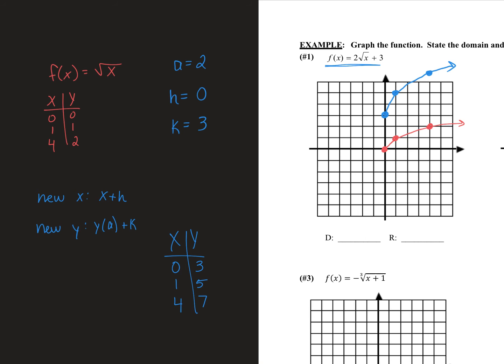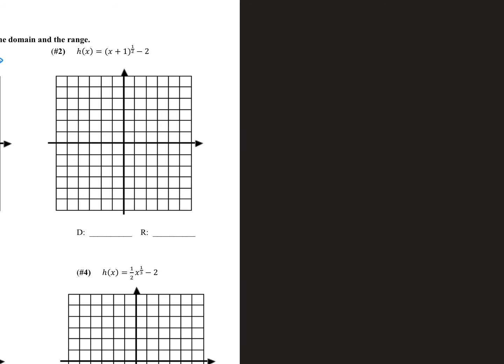This process will get quicker with time. There's a few shortcuts we can make that'll make this really easy. In number 2, our function is h of x equals x plus 1 quantity to the 1/2 power minus 2. 1/2 power is the same as a square root, so I'm just going to rewrite this. h of x equals the square root of x plus 1 minus 2.